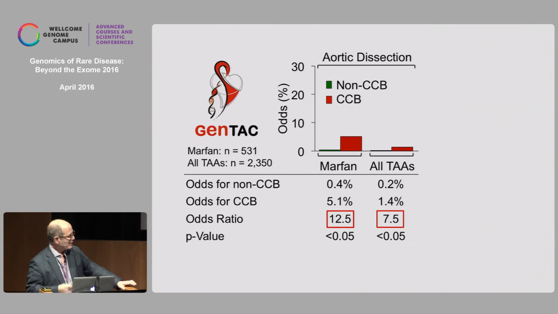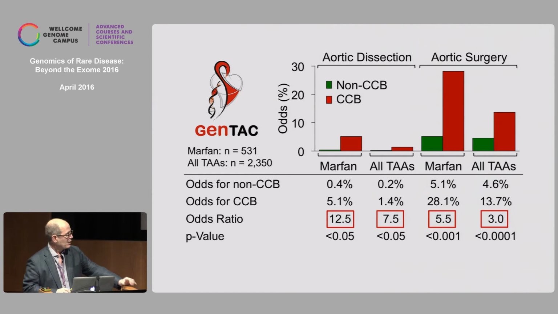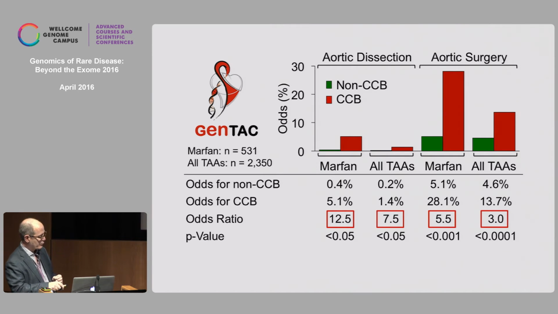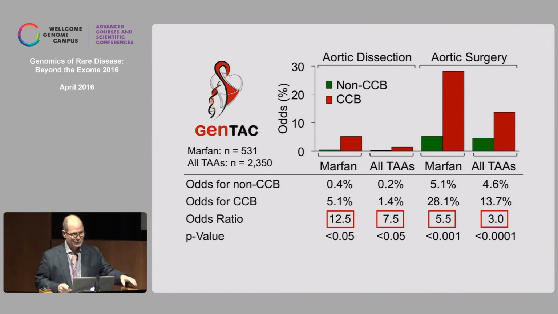Now we reason that if the clinicians were paying attention, they would have noticed more rapid growth of the aorta and would have performed surgery during the follow-up period. And we found that the odds ratio for surgery among people taking calcium channel blockers was about 5.5. That's with Marfan syndrome. And again, this appeared relevant to other etiologies of aortic aneurysm.